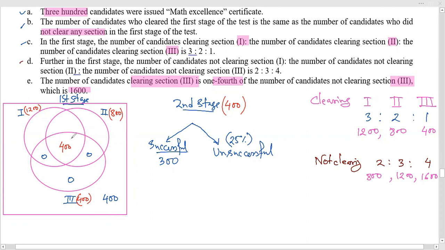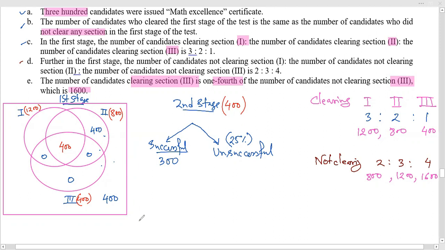Okay. Now again another thing, not clearing section 1. Section 1 is this circle and not clearing is outside: 1, 2, 3 and 4. 4 cells, 4 subsections concerned with not clearing 1. Out of that, 3 values I know, 400, and that 4 of them is not clearing 1. Not clearing 1 is how many? It has said that not clearing 1 is 800. That means these 4 cells sum together it is 800, and outside there it is 400. These two are 0, so it should be also 400.